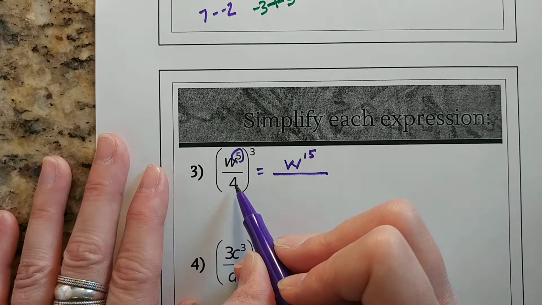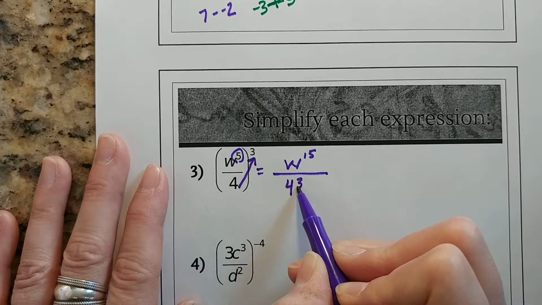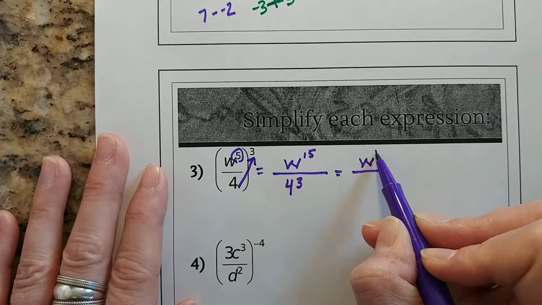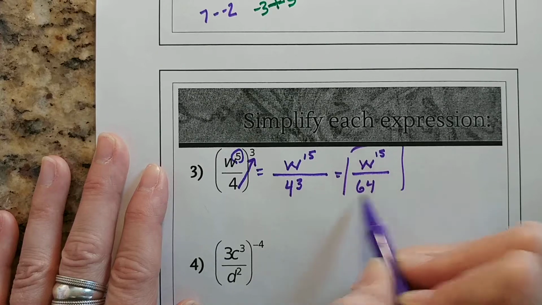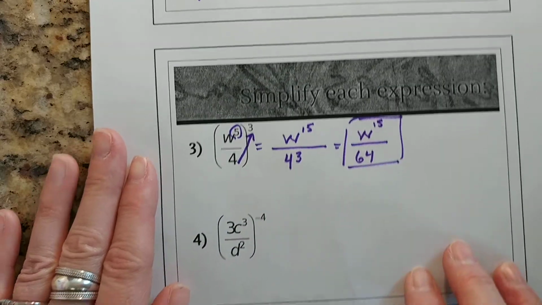Now the denominator is a 4, and we have to raise it to the 3rd power. So here we have 4 to the 3rd power. We need to keep simplifying because we can change this into a number. W to the 15th, and 4 times 4 times 4 is 64. And there we go. We've taken this expression and we can simplify it right here to this.